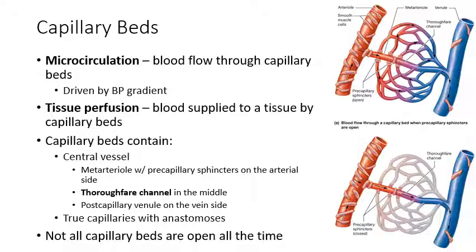There's also the term tissue perfusion, which refers to how much blood is supplied to a tissue by the capillary bed. So microcirculation and tissue perfusion are really closely related terms. It's like they almost mean the same thing, because if you have a microcirculation, then you're going to have tissue perfusion. If you don't have a microcirculation, you're not going to have tissue perfusion for that tissue. But they're technically a little bit different. Microcirculation is the actual flow of blood through the capillary bed, and tissue perfusion is how that tissue is being supplied with blood because of the microcirculation through the capillary bed.